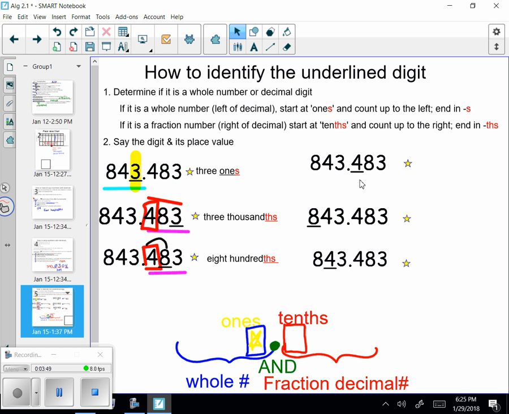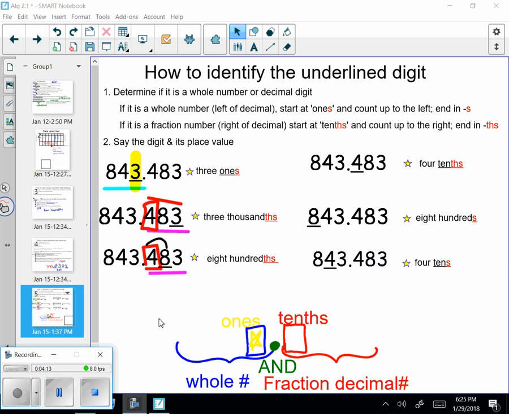Did you get that this first number is a decimal? It is 4 tenths. Did you get that the second number is a decimal digit? It is 8 hundredths. Did you get that this last number is a whole digit? It is 4 tens.